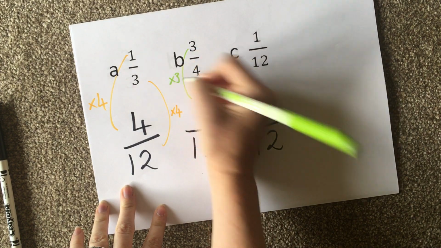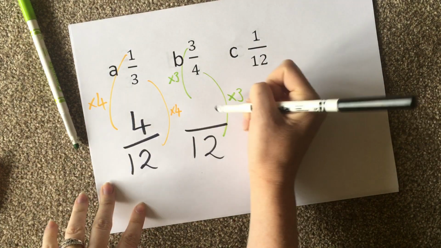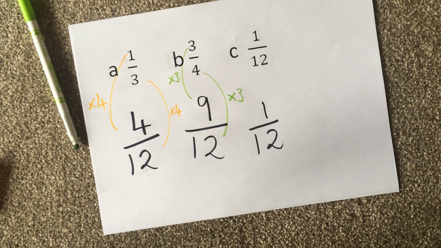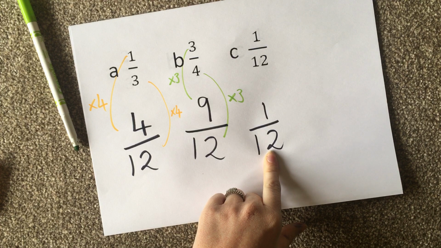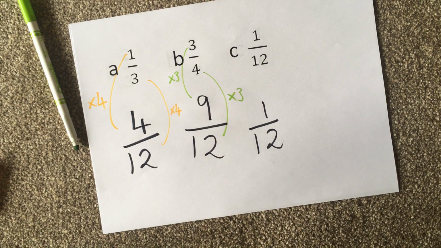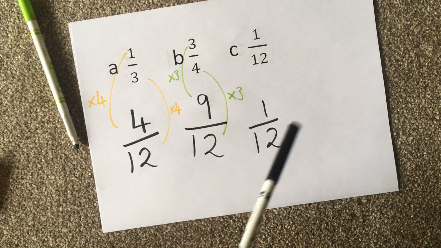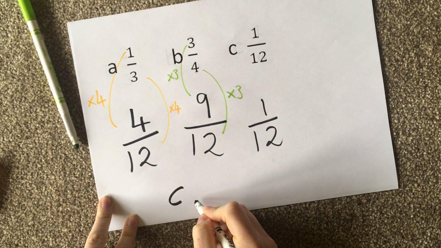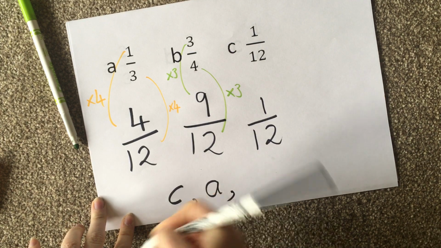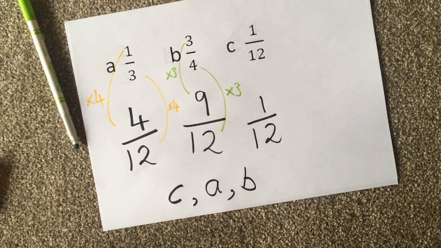So 3 times by 3 is 9. So now I've got my 3 fractions which all have 12 as a denominator. I've got 1/12, 9/12 and 4/12. I want to put them in ascending order from smallest to largest. So my smallest is C, my next one is A, and my final one is B.